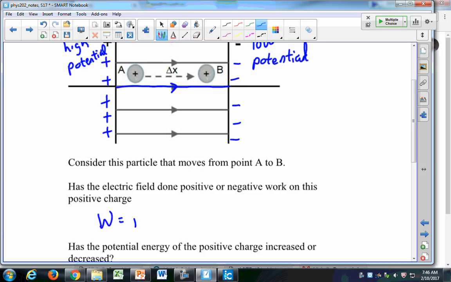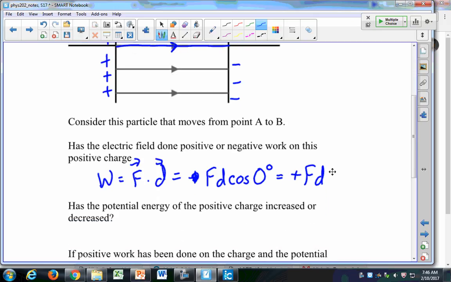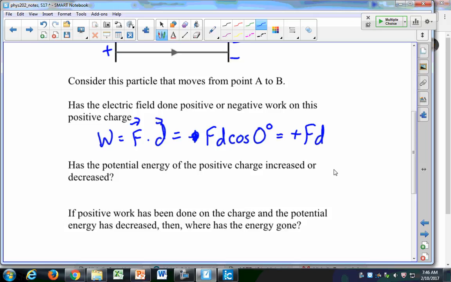Work equals F dot D. F and D are both in the same direction, so this is equal to plus FD, well, it's actually FD cosine of 0 degrees, and the cosine of 0 is 1, so this is plus FD, because they're in the same direction. Now, the work is positive, so has the potential energy of the positive charge increased or decreased? It's decreased. Remember, our work is equal to the negative of the change in potential energy, so the potential energy has decreased.